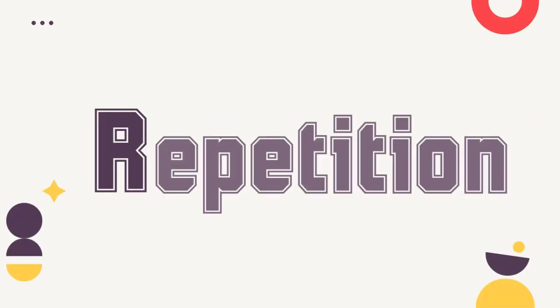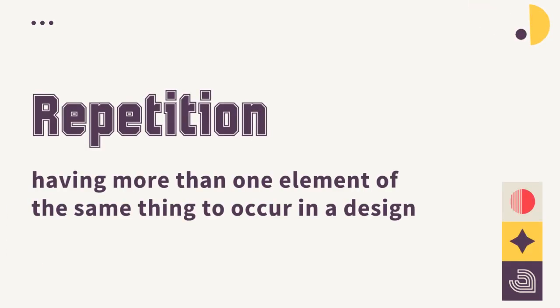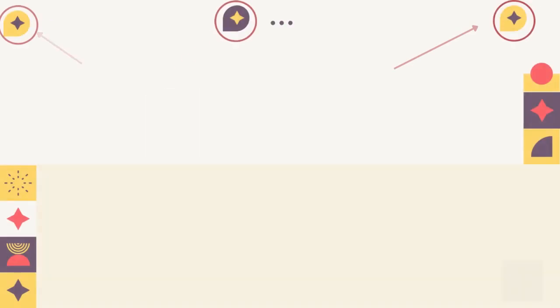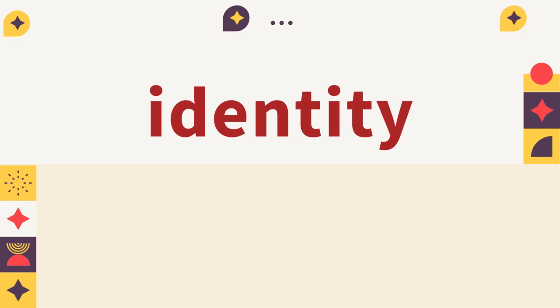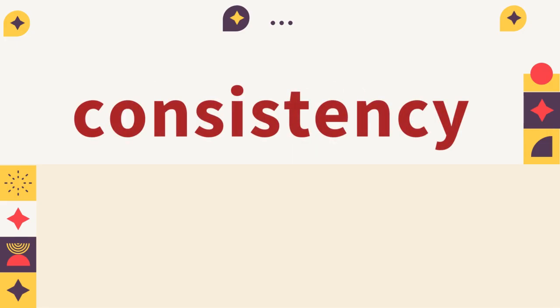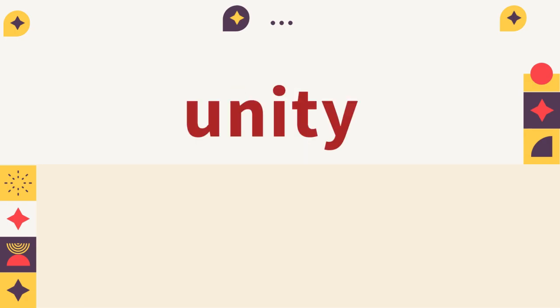R stands for repetition. Repetition is intentionally having more than one element of the same thing to occur in a design. You can practice repetition with the colors, shapes, textures, sizes, and other elements you have in your design. Having this repetition is what gives your design an identity, a design that stands out. It also gives you consistency to how your design presents information. And it also gives you a sense of unity where everything looks like it belongs together.